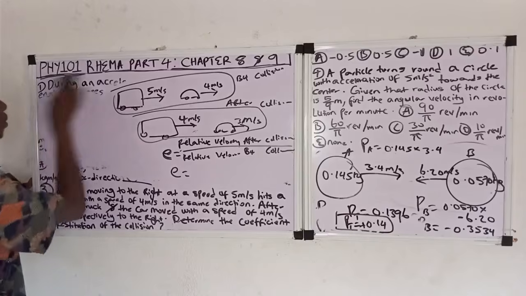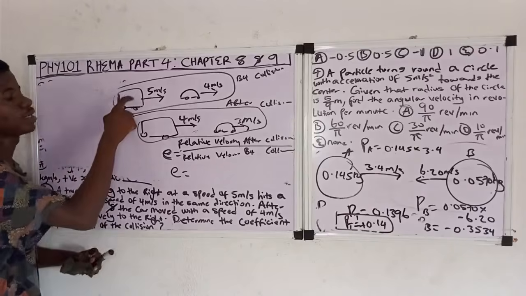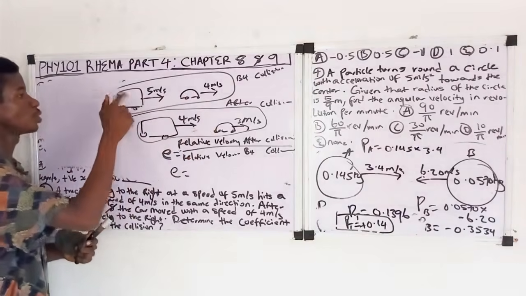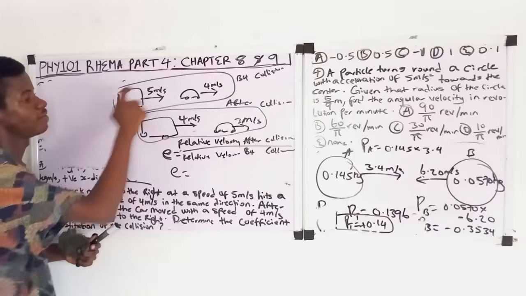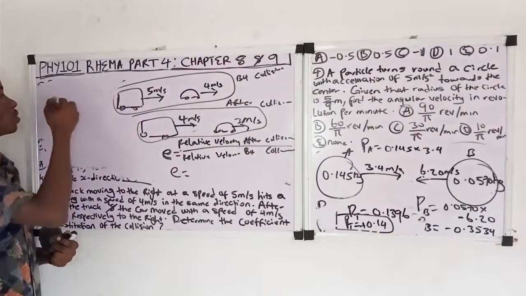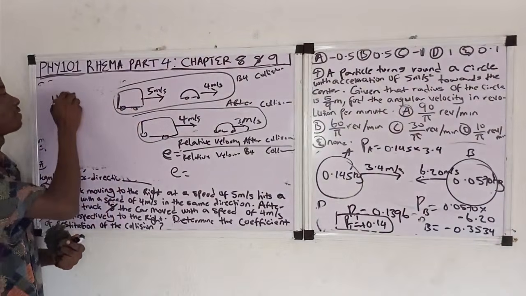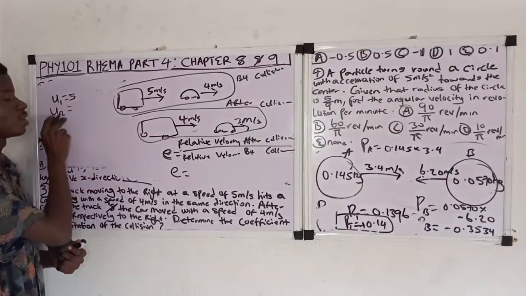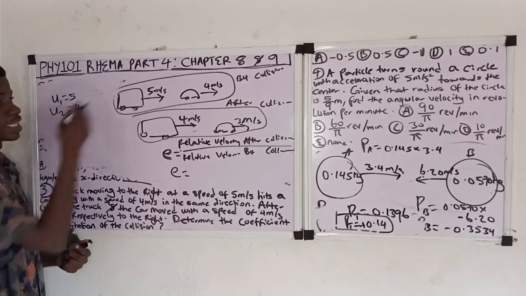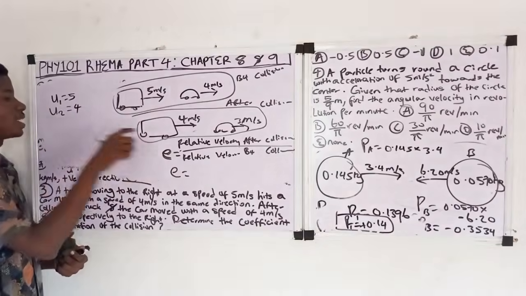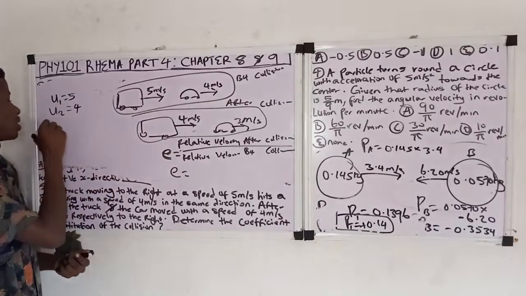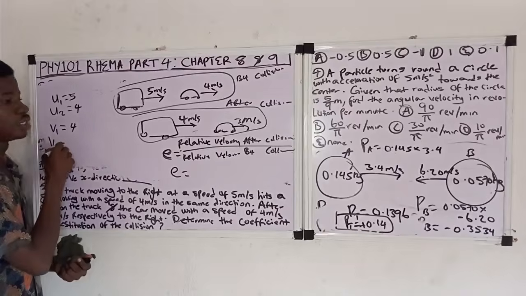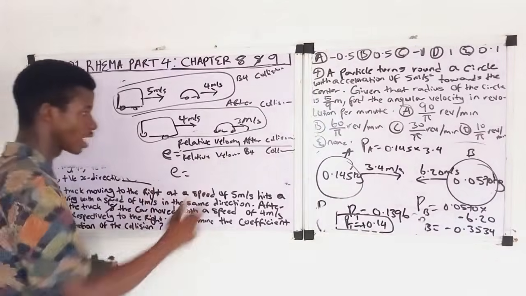So before collision, what is the initial velocity? This is body one, this is body two, right? What is the velocity of the truck? The initial velocity of body one is 5. Now the initial velocity of body two is 4, right? That is before they collide. Now after they collide, the final velocity of body one will be 4, and the final velocity of body two will be 3. So now let's continue.